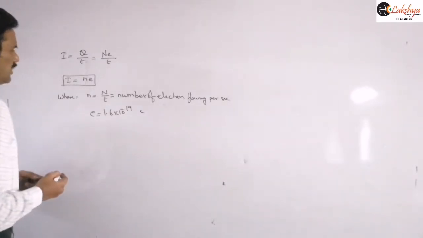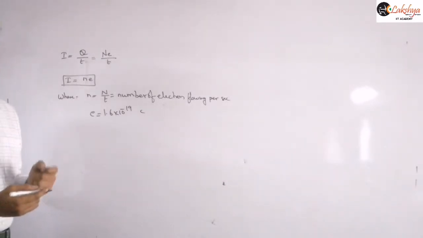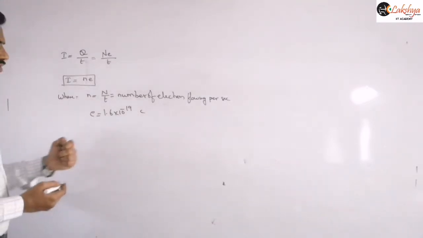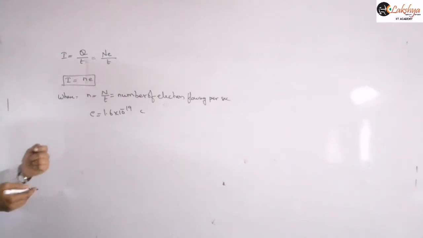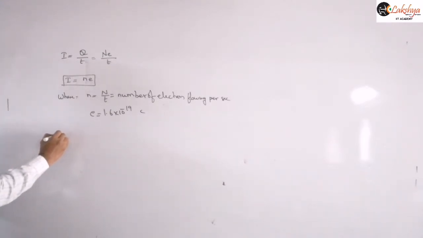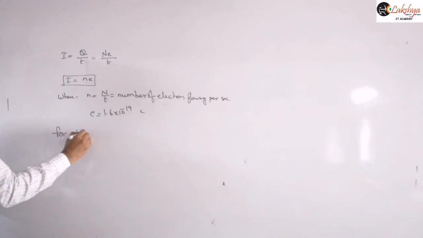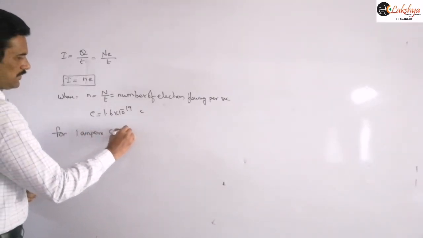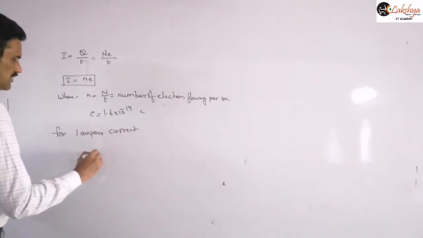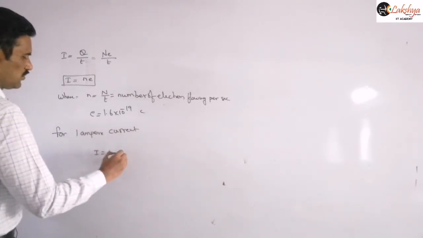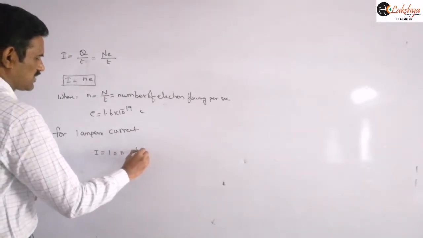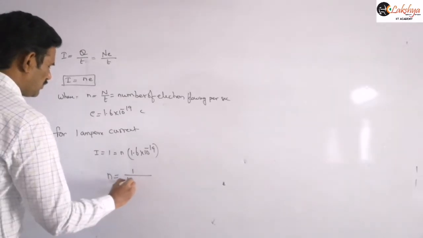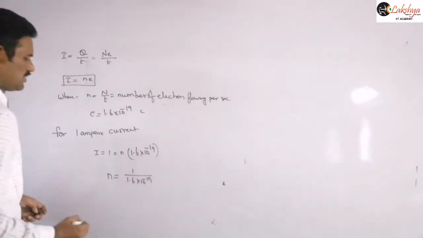And now from this we can calculate how large 1 ampere is. So 1 ampere means, let us say, how many electrons should cross the given cross section in unit time. So now for 1 ampere current, I can write I is equal to 1, that is equal to N into 1.6 into 10 power minus 19. Therefore, this N is equal to 1 by 1.6 into 10 power minus 19.